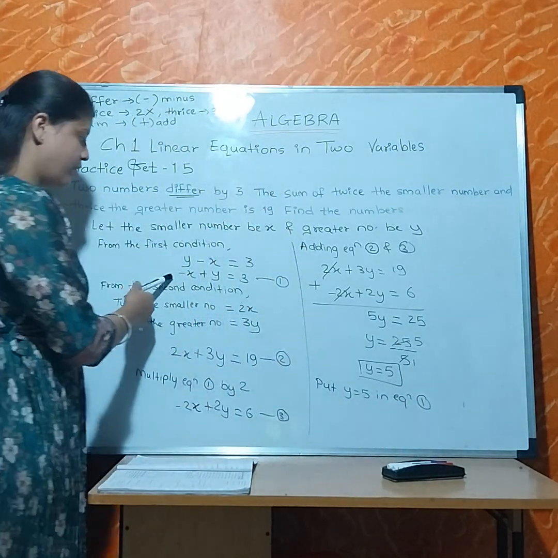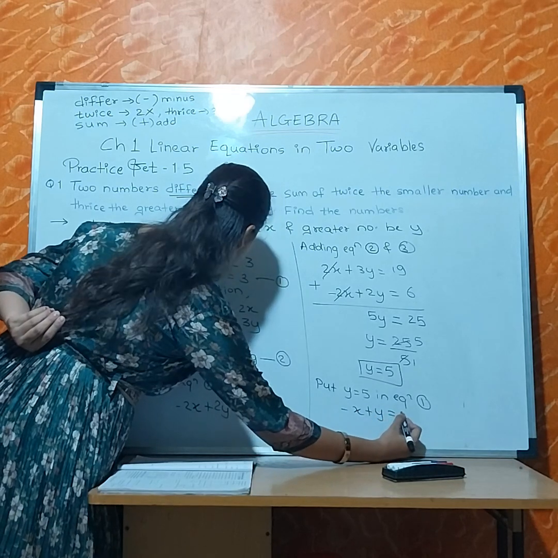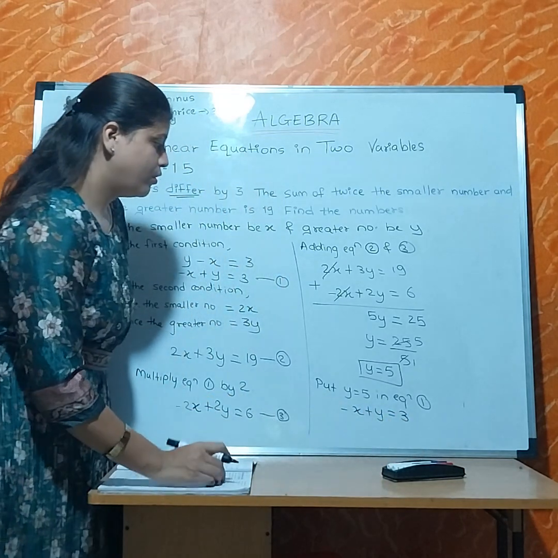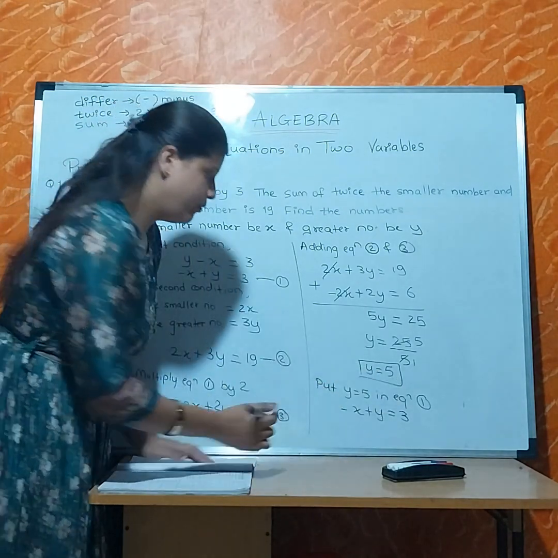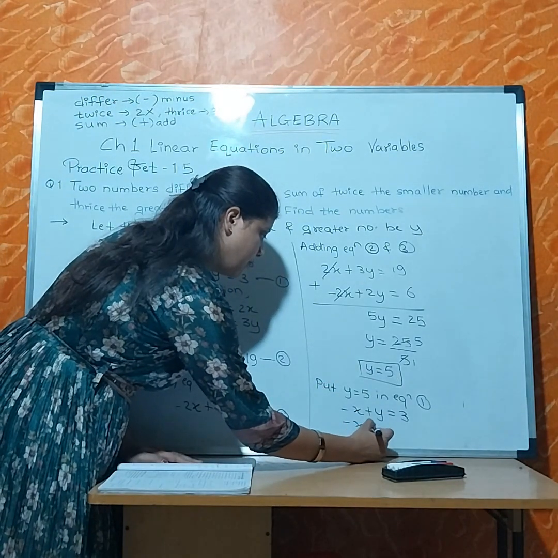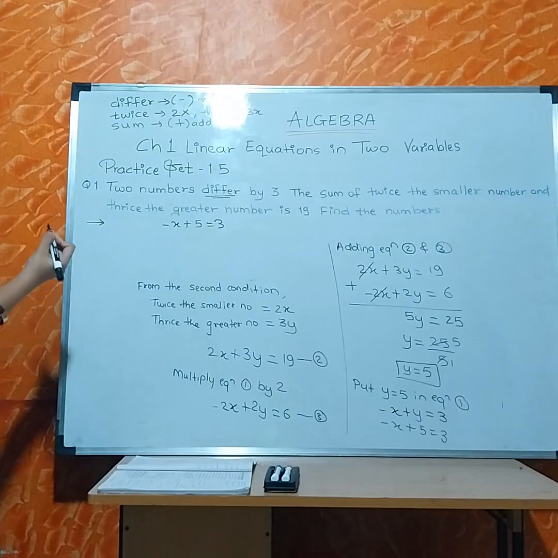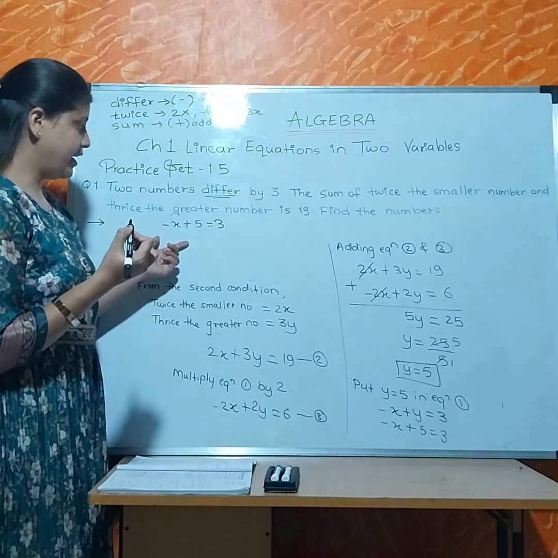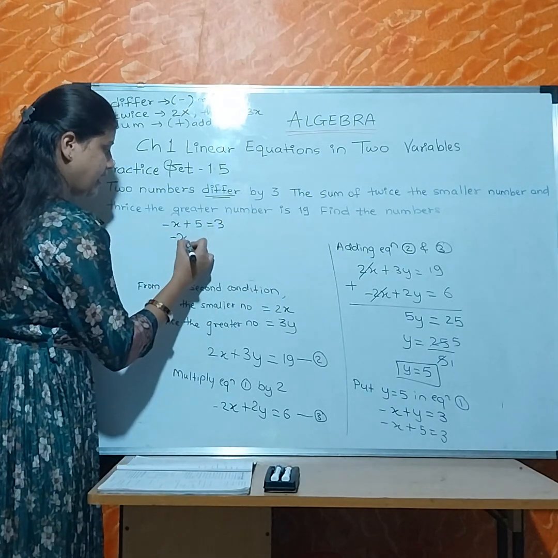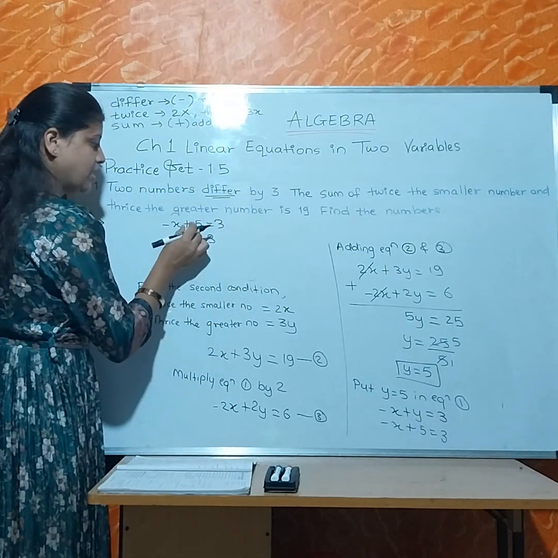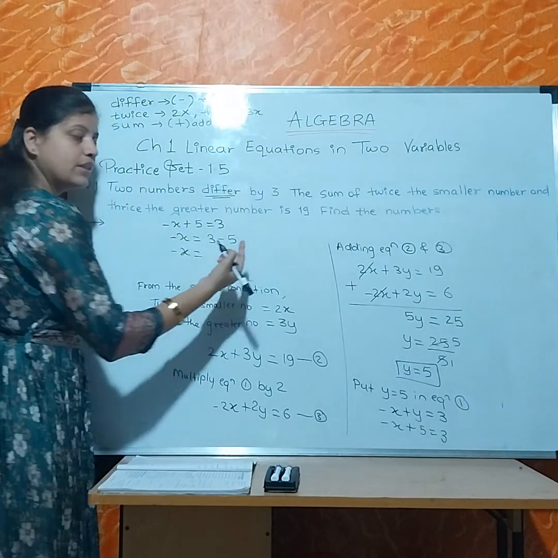What is equation number 1? Minus x plus y is equal to 3. So what is the value of y? 5. So minus x plus 5 is equal to 3. We want to find the value of x. We will take this 5 to this side. Minus x is equal to 3, and here it goes minus 5. Minus x is equal to 3 minus 5.